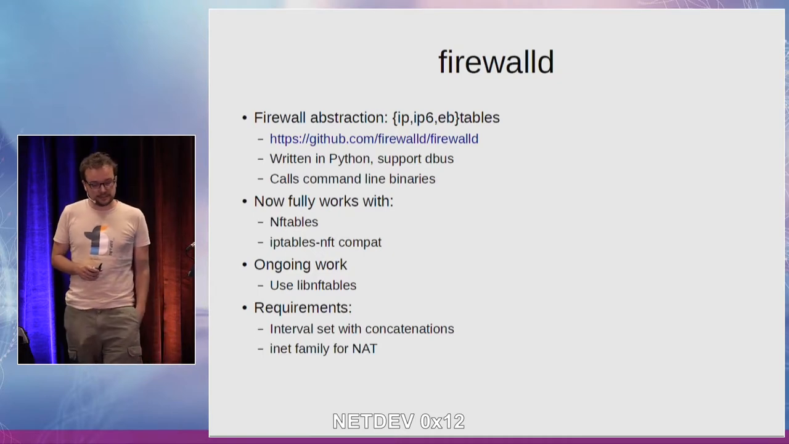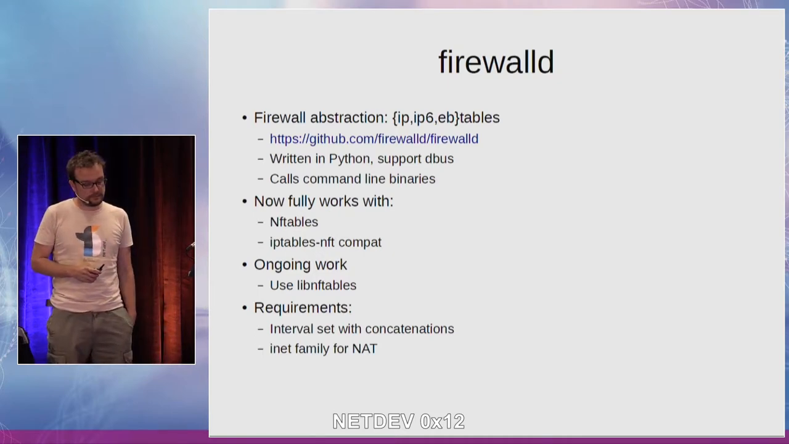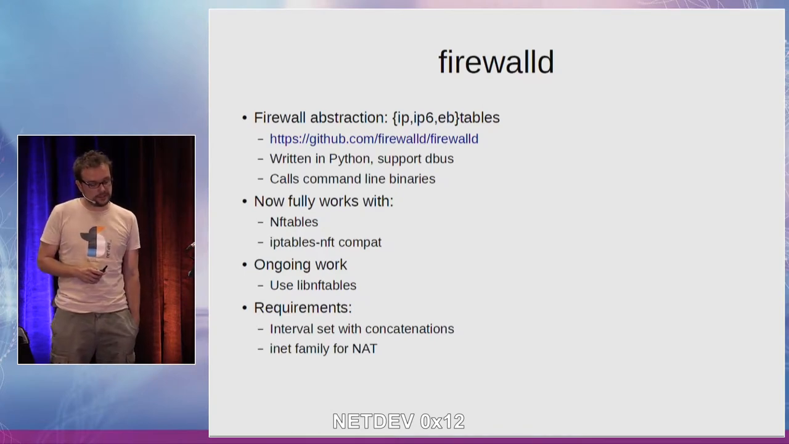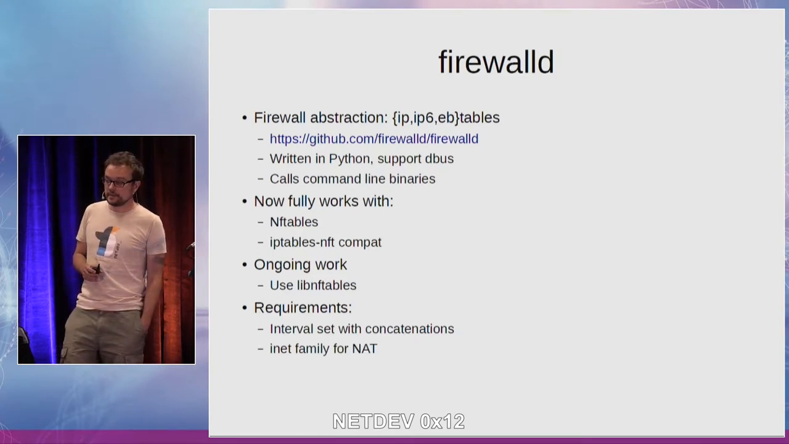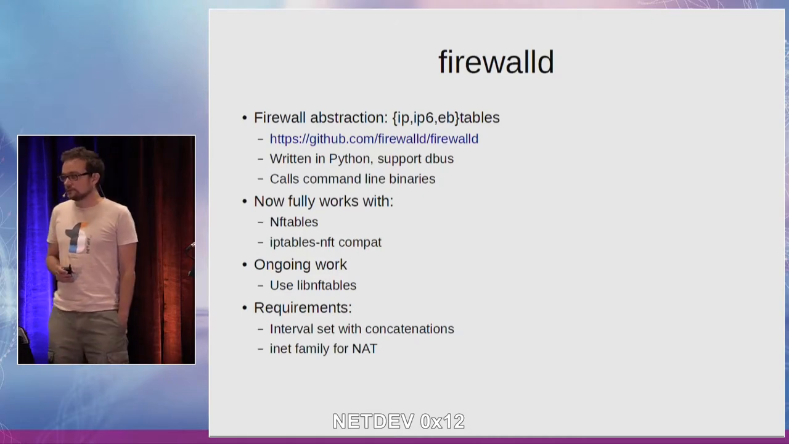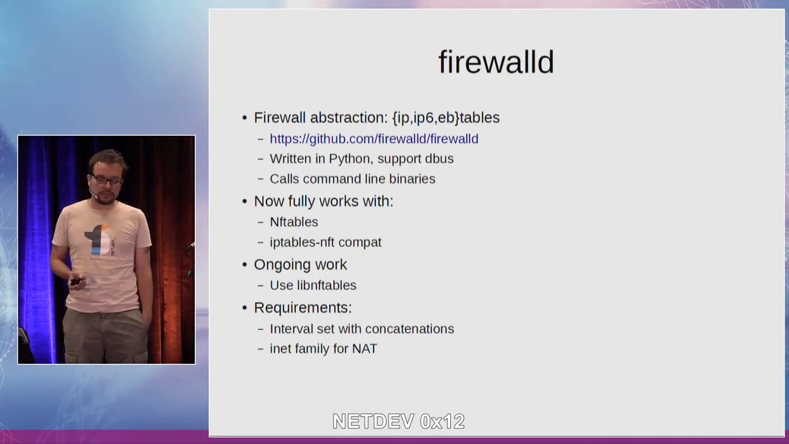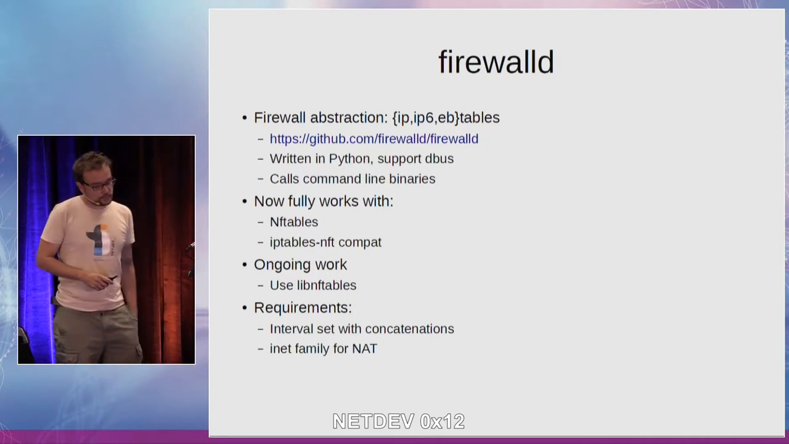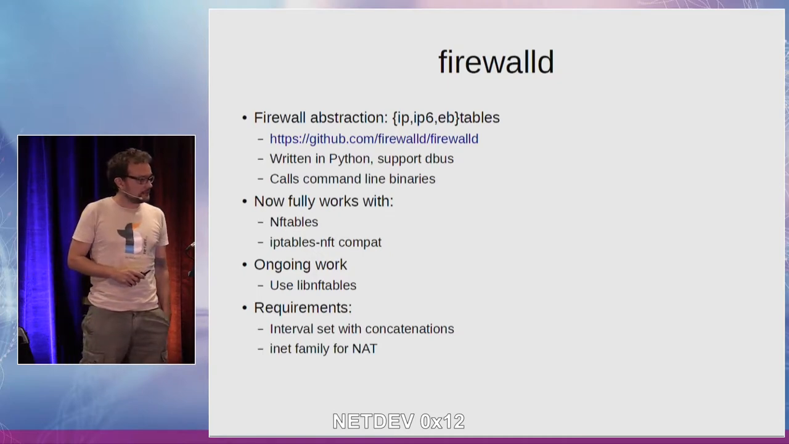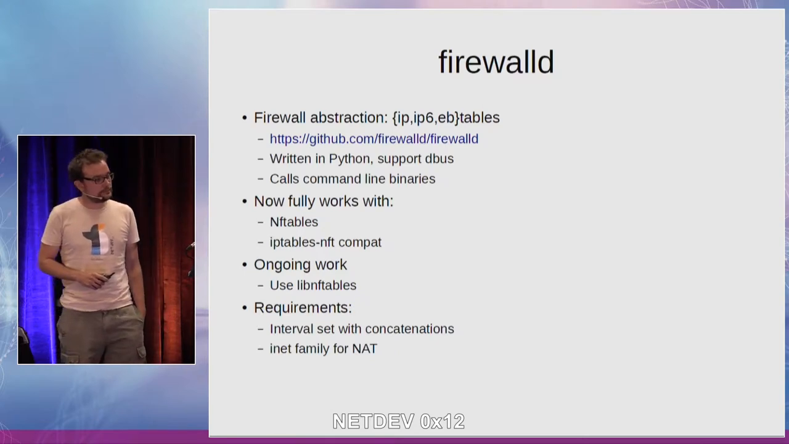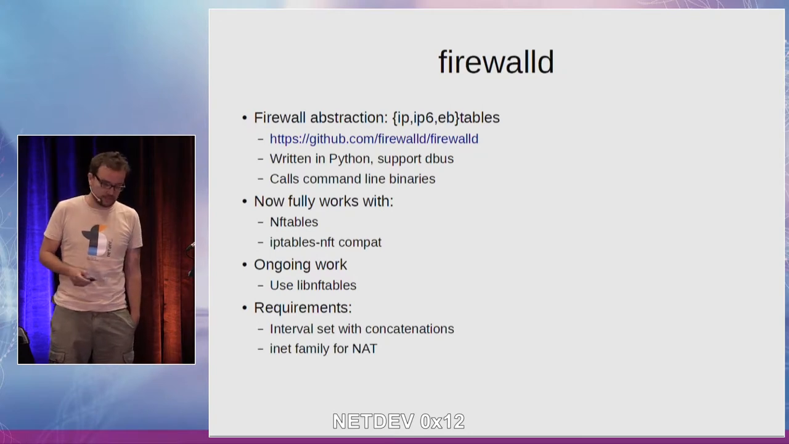Now it fully works. The good news is that it's working fully with NF tables natively, but also with what used to be the compat layer, the iptables tool. There is ongoing work to use the native library that is now available. So anytime soon, Firewall D is not going to be invoking commands anymore. And then the requirements from Eric Garver were basically the support for interval sets or prefix elements with concatenations that I just mentioned, and he would also like to see support for the NAT chain from the INET family. That is something that should be easy to do.